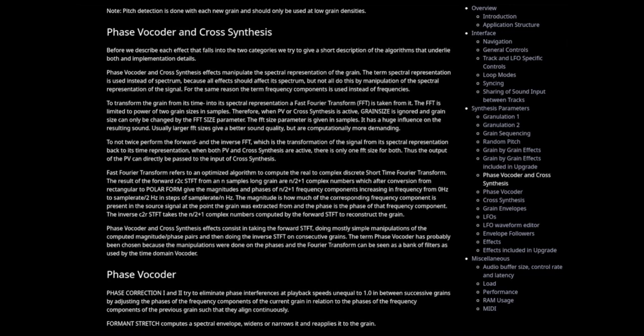Phase correction I and II try to eliminate phase interferences at playback speeds unequal to 1.0 in between successive grains by adjusting the phases of the frequency components of the current grain in relation to the phases of the frequency components of the previous grain such that they align continuously. Formant stretch computes a spectral envelope, widens or narrows it, and reapplies it to the grain.